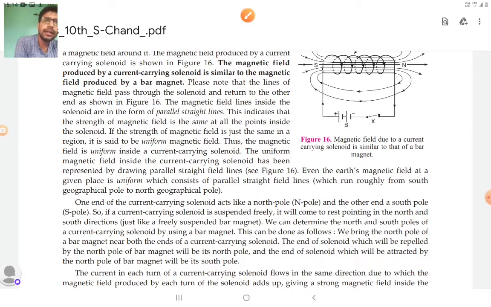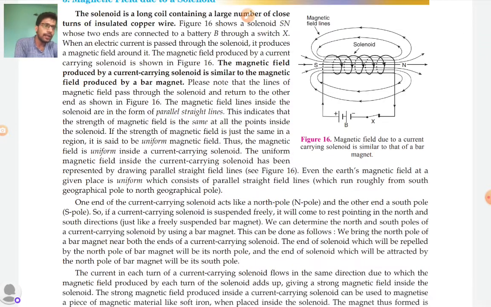For getting more magnetic field, we use this solenoid, and by this solenoid we get an electromagnet also. We will discuss this in our later video.